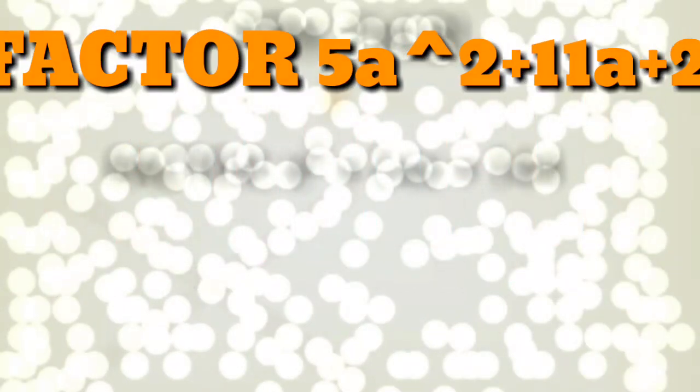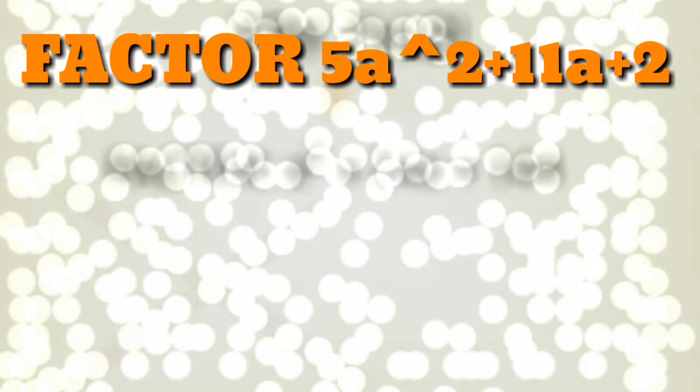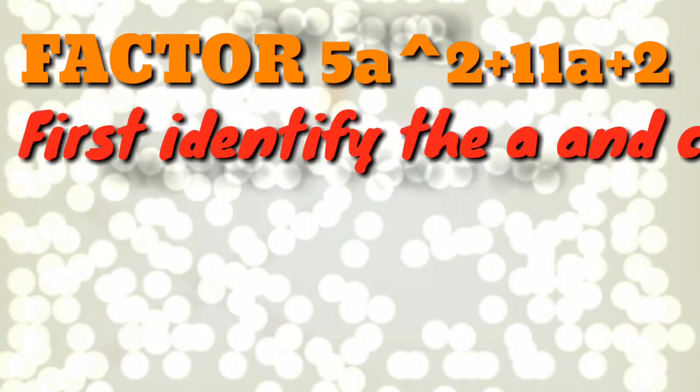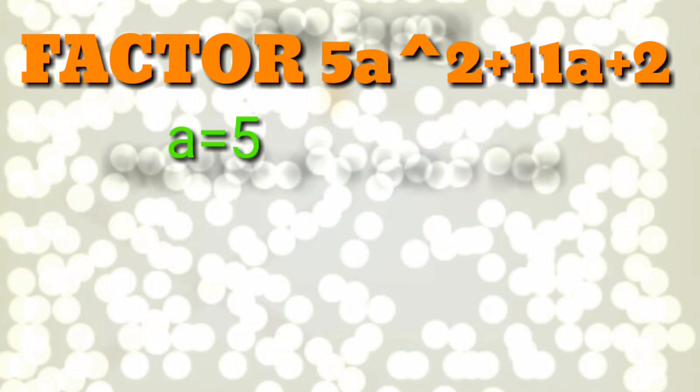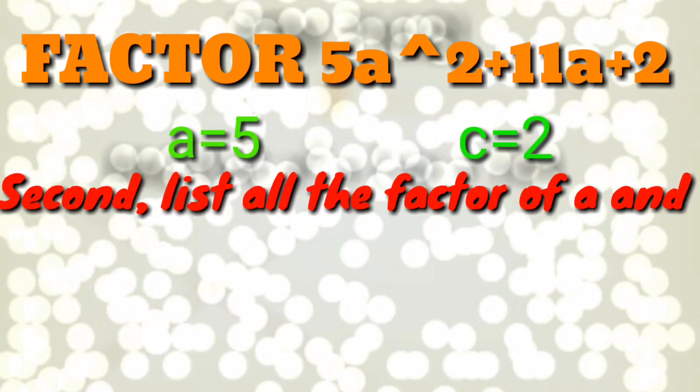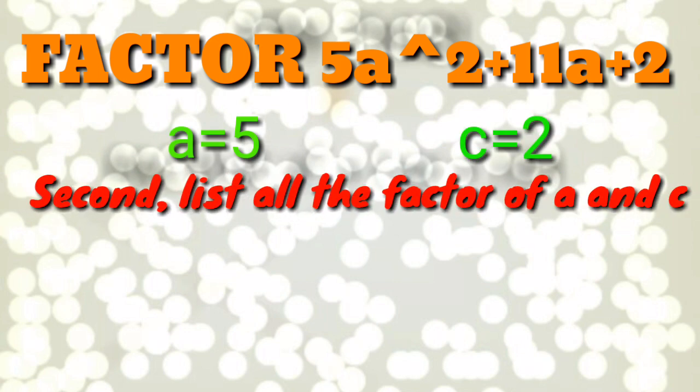Example: using the tabular method, factor 5a squared plus 11a plus 2. First step, identify the A and C. The A is equal to 5 and the C is equal to 2. Second step, get all the factors of 5 and 2 and list them in a horizontal manner.